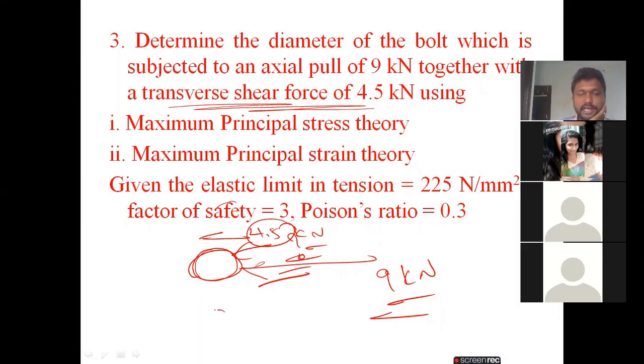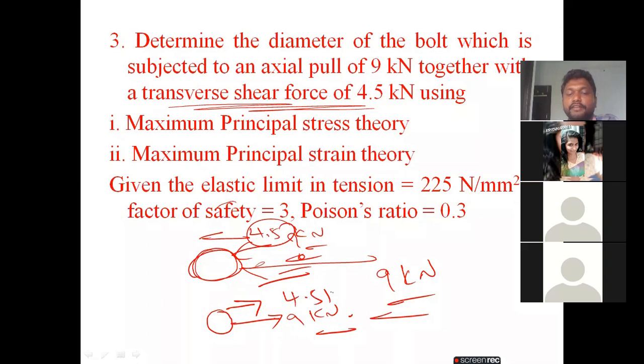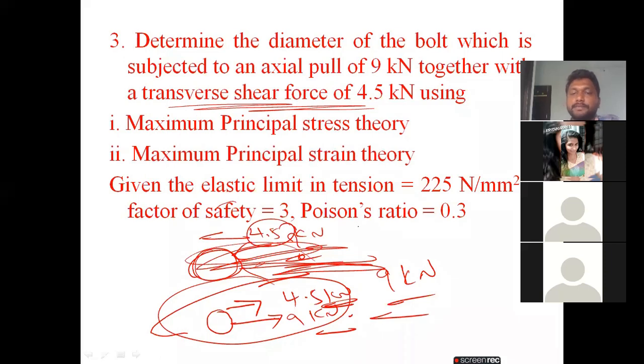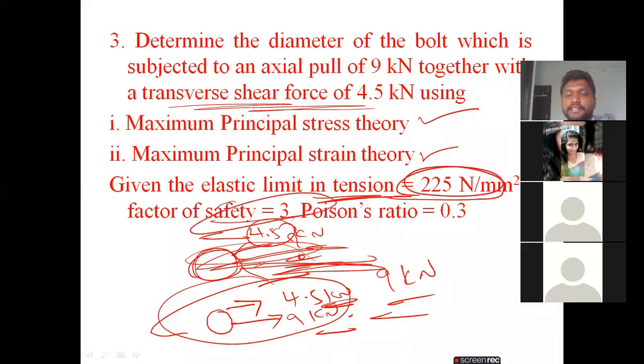Suppose this is a bolt. Here the tension, the pull, is 9 kilonewton, along with a shear force of 4.5 kilonewton. You have to calculate by using the maximum principal stress theory and also the maximum principal strain theory. We have to calculate the diameter of the bolt. Here the elastic limit in tension is 225 Newton per mm square, the factor of safety is 3 and Poisson's ratio is 0.3. Okay. So I will write all those things clearly here.